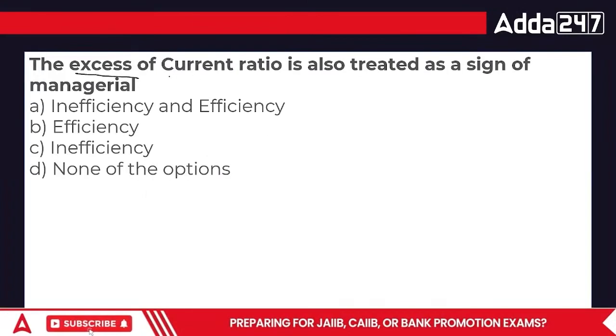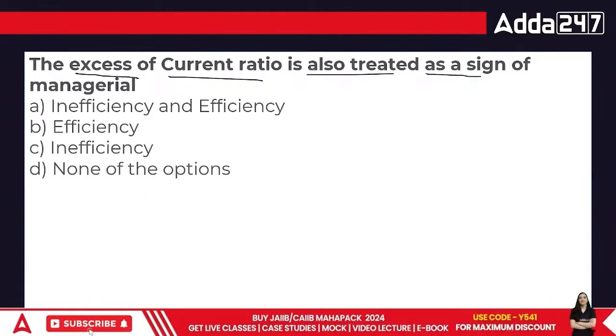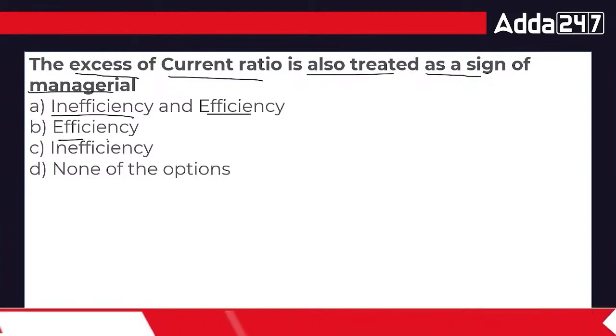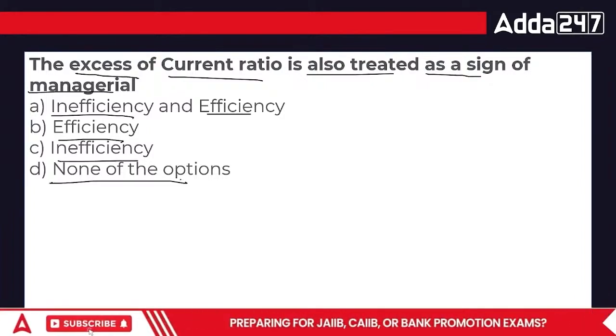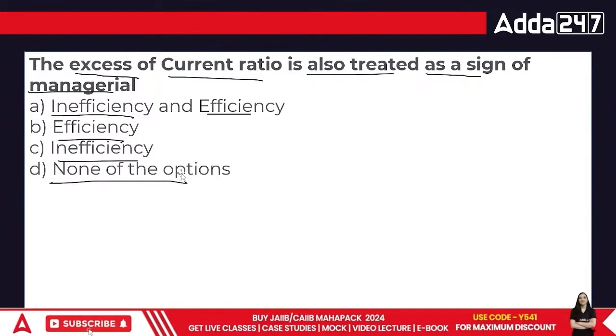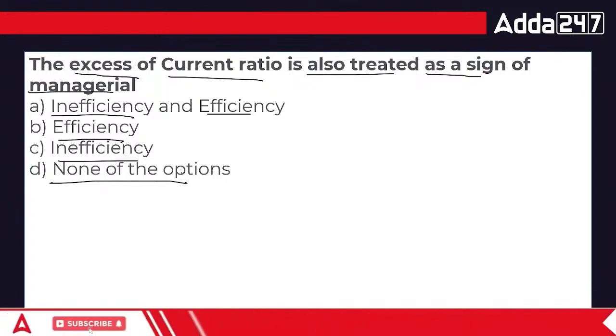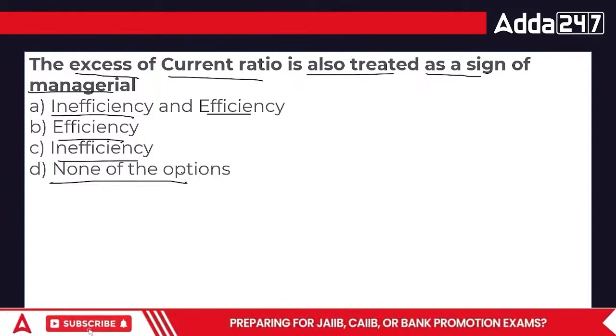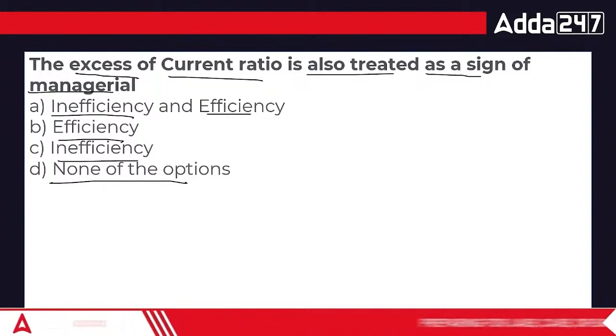The excess of current ratio is also treated as a sign of managerial efficiency, inefficiency, or none of the above. Excess of current ratio means we are having too much money in our cash form. But the problem is that if you have too much money in your cash form, why are you having so much money in your cash form? You are not getting any returns out of it.